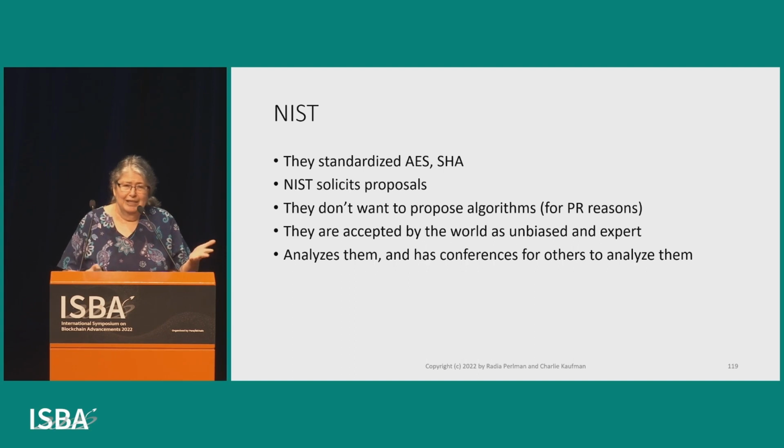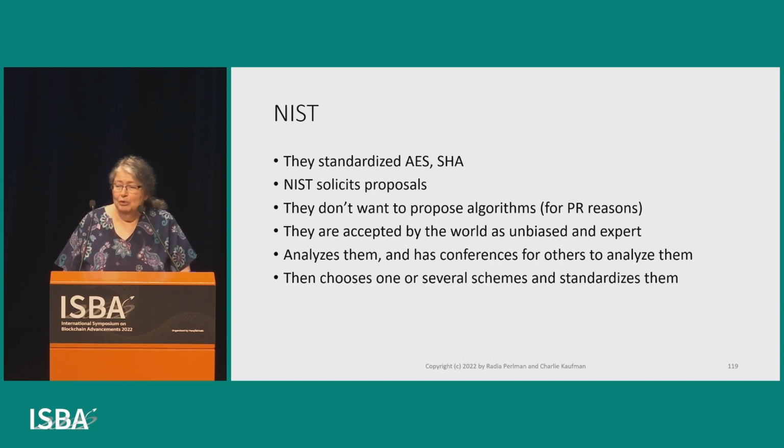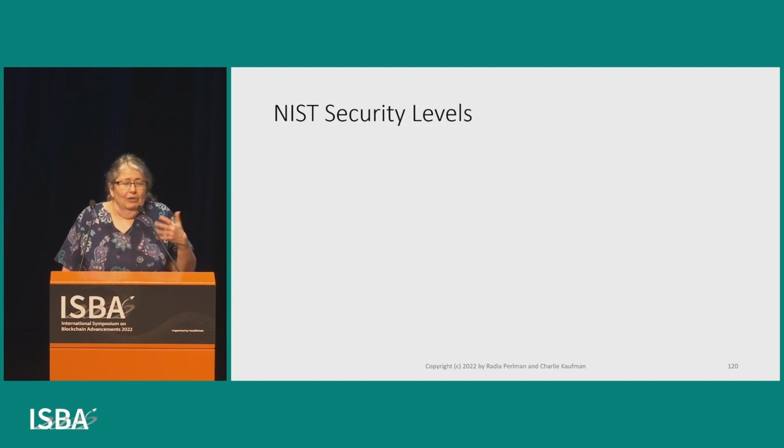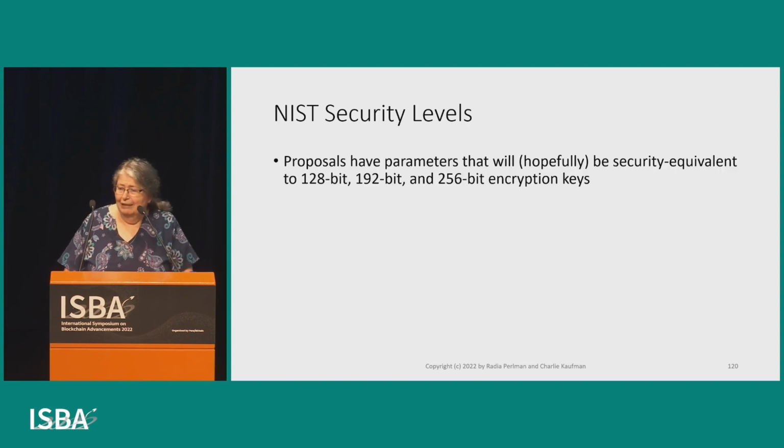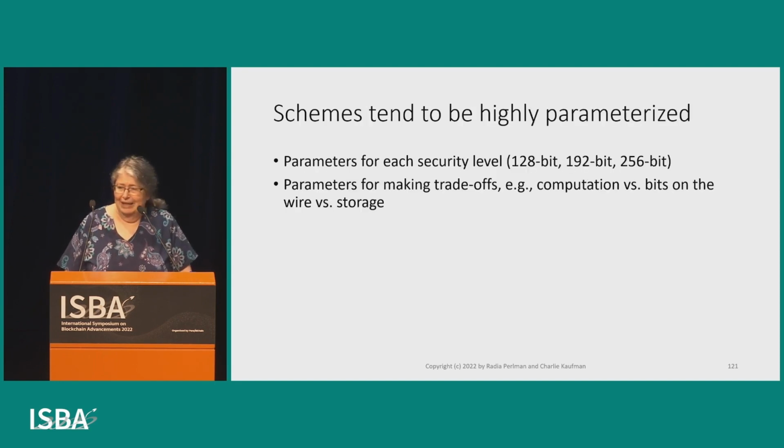And then they have conferences with papers, where these highly motivated cryptographers who want theirs chosen try to poke holes in the other ones. And after a while, they choose one or several schemes and they standardize them. So they say, we want to have a scheme. If you want to do a proposal, it has to be a scheme that, with different parameters, can achieve one of, they have 5, but let's just look at 3 security levels. One is equivalent to a 128-bit secret key, or 192-bit, or 256-bit encryption keys.